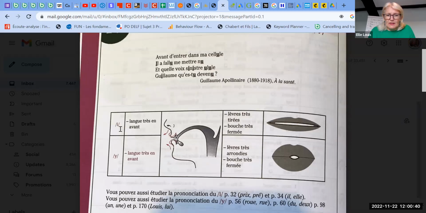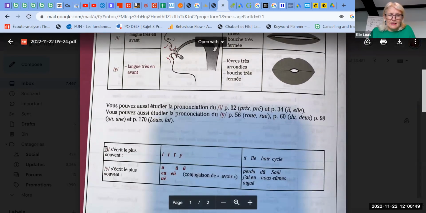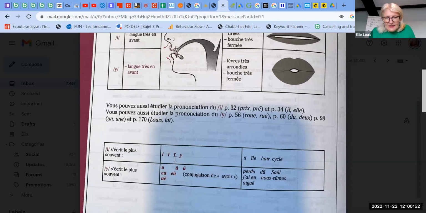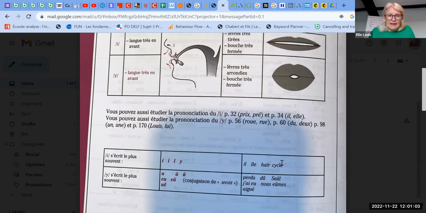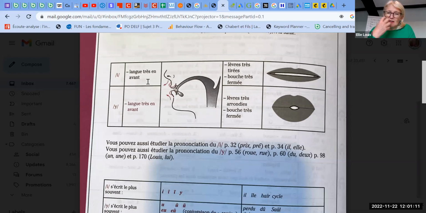Okay, so the I sound actually, langue très avant. Let me just check here. Yeah, okay. So the I symbol is for these letters that we see in these words. So il, haïr, cycle. And how do we create that sound? Well, this little diagram is really quite helpful because even if you're getting an approximation that's close to it, I think actually knowing how the actual mouth is in position helps you to get even more of an accurate sound. So it says langue très en avant.